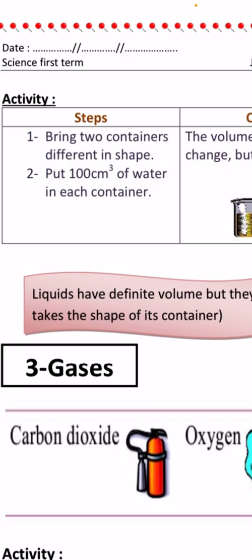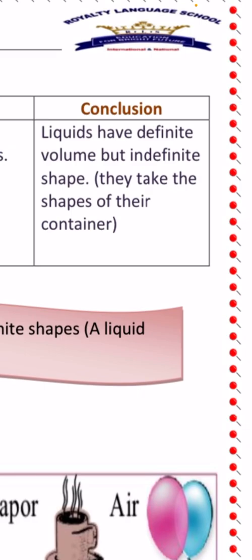But when we look at the shape, we see that the water takes the shape of the beaker, and the water takes the shape of the graduated cylinder. So did the shape change or not? We find that the shape changed. Definite or indefinite? Indefinite, because it changed. So we know from here that liquids have definite volume but indefinite shape.